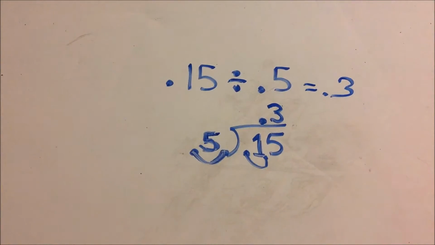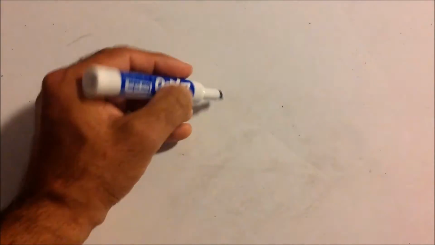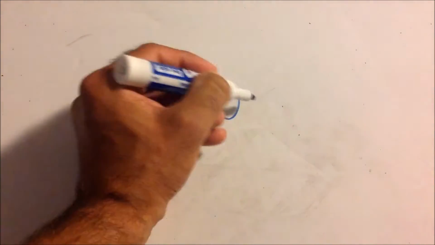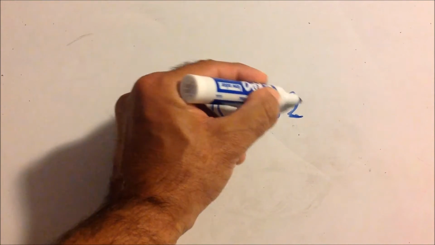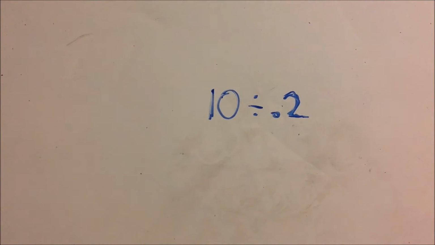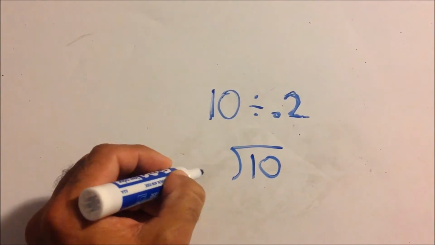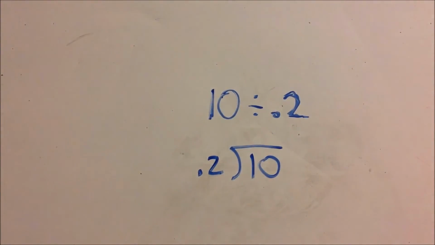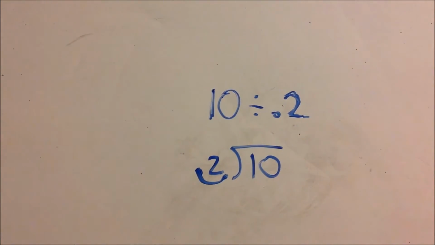Great. Now what if I had this one? This one's maybe a little tricky. What if I had a whole number, just 10, divided by 0.2? Just 10 divided by 0.2. Try that one. So again, the 10's in the box. That's the dividend. 0.2 is outside the box. We have to move this decimal once. What about in the dividend?